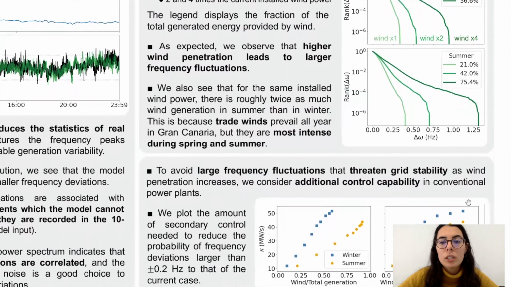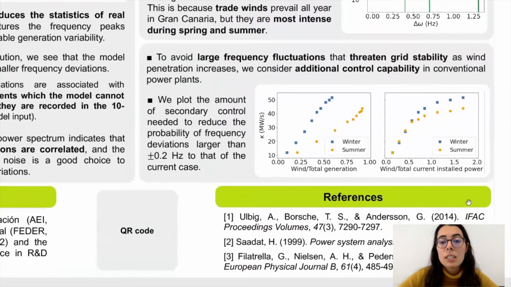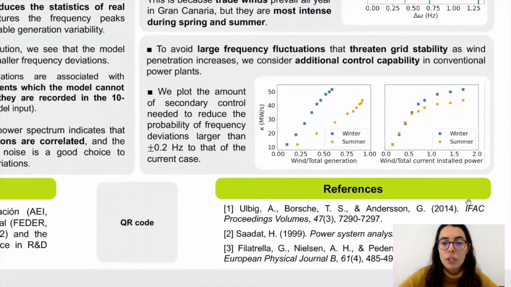So we have to increase the control capacity of the system in order to reduce these fluctuations. This is what our next plot is about. On the left, we see that as the amount of wind increases, so does the amount of control needed to keep frequency fluctuations within some reasonable limits. On the right, we have the same, but now on the horizontal axis, we have the ratio of installed wind power over total current installed power, with emphasis on the current, which is why it goes over 1.